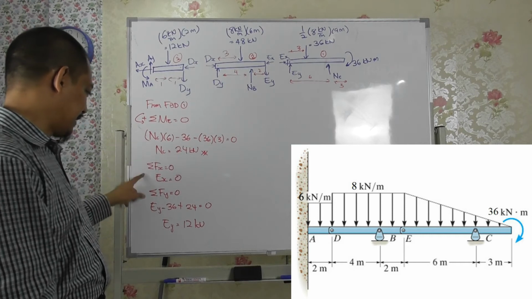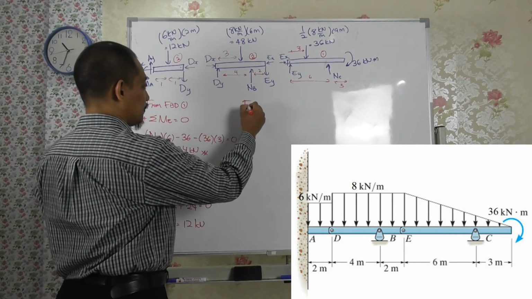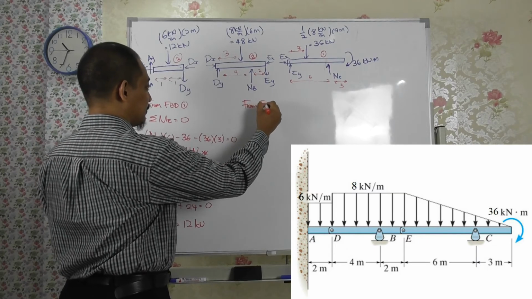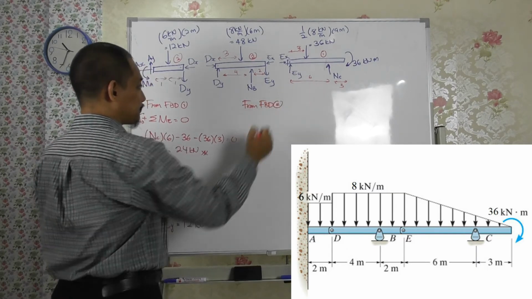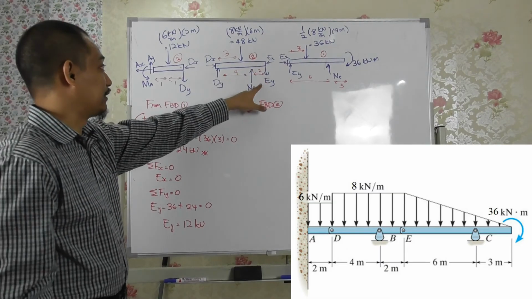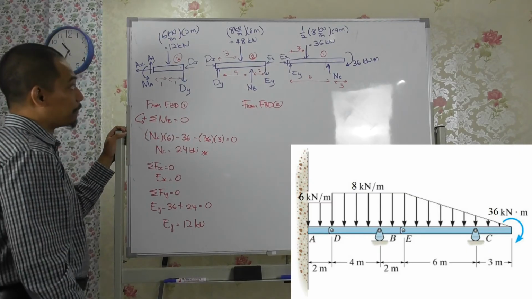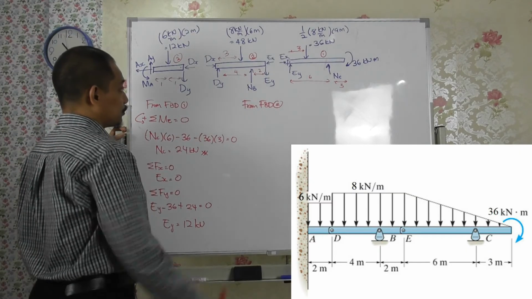Right. So you have Ex and Ey, then you can move to free body diagram number 2. Now we move here, right? Because we already have Ex, Ey. Now we can solve for these 3 unknowns here, right? Right. So we want to solve for NB.